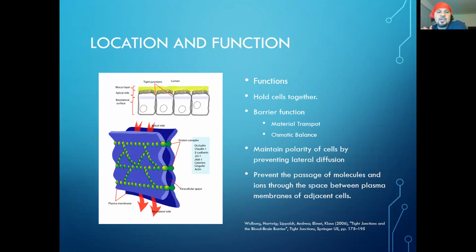The location and function. I got a graph right here. It shows you the location and where they sit with respect to the mucosal layer, the apical side, and the basolateral surface. There are some key functions here. They hold cells together. They have a barrier function, for the purpose of material transport and osmotic balance. They maintain polarity of cells by preventing lateral diffusion. And they prevent the passage of molecules and ions through the space between the plasma membranes of adjacent cells.